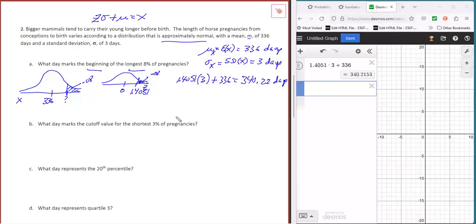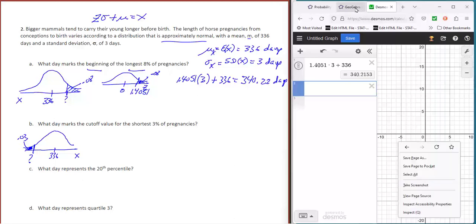For the longest 8% of pregnancies, that's the cutoff. Now, what value cuts off the shortest 3% of pregnancies? So, okay, now, of course, longest and shortest, we have this one we could probably do a lot quicker now because we're sort of getting the hang of this. But now I'm looking for the lowest 3%. So this area right here, what is the cutoff? For the lowest 3%, what is this value? And this area is 0.03.